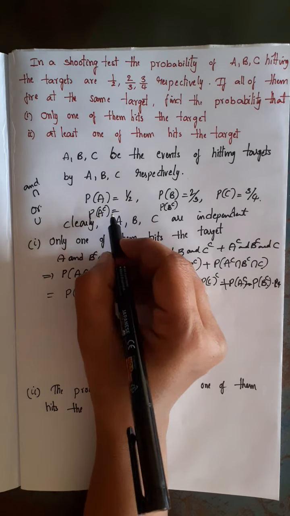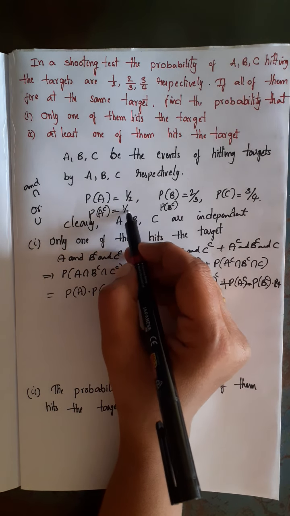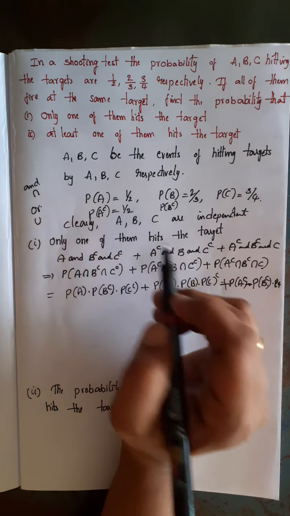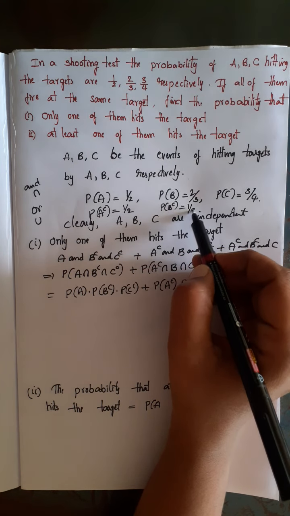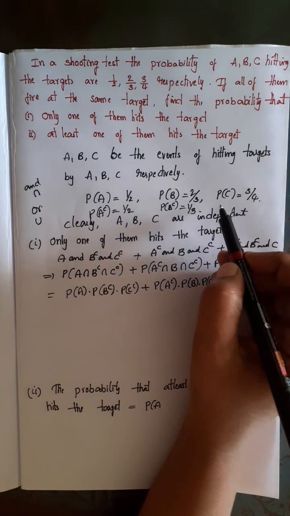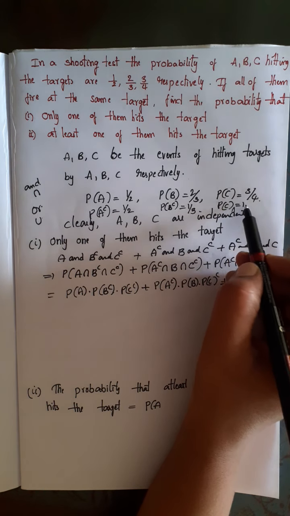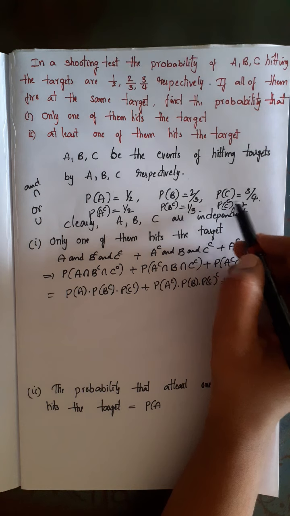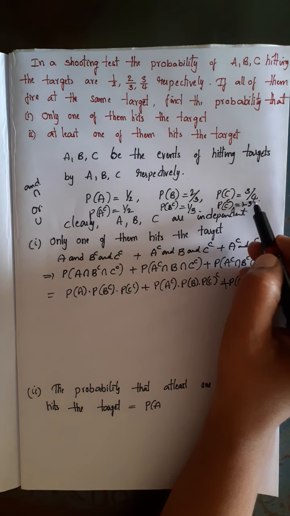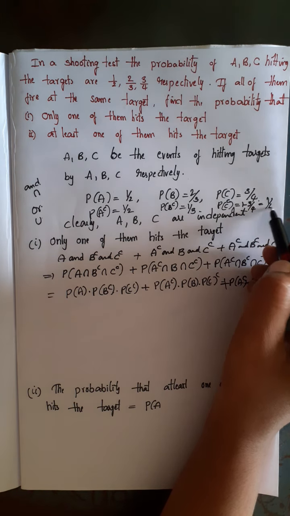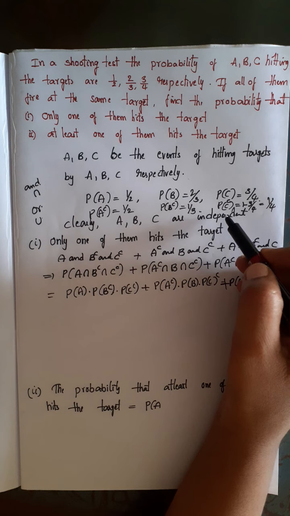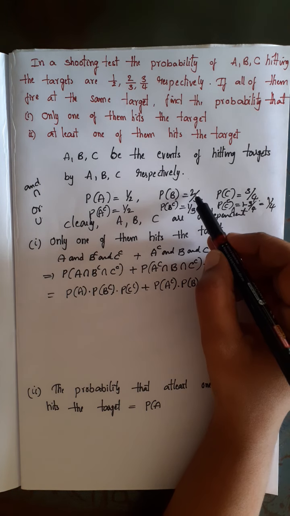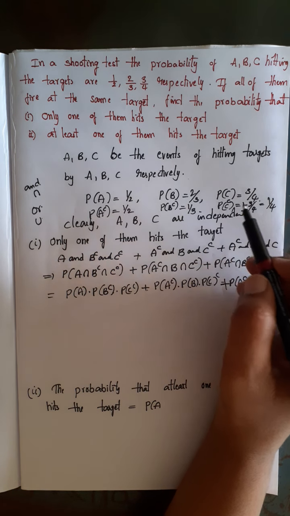What is P of A complement? If P of A is 1 by 2, P of A complement is 1 minus 1 by 2, that is also 1 by 2. P of B complement is 1 minus 2 by 3, that is 1 by 3. P of C complement is 1 minus P of C, that is 1 minus 3 by 4, that is 1 out of 4. That means 3 out of 4 is winning, and the remaining 1 out of 4 is its complement.